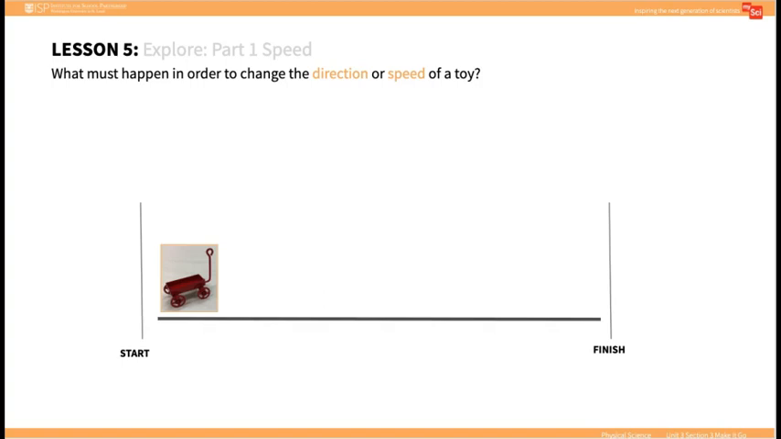If student toys do not reach the finish lines with a simple push or pull, challenge them to create a solution that will help move their toys further. For example, students might try creating a ramp with books to increase the distance that their toys travel.